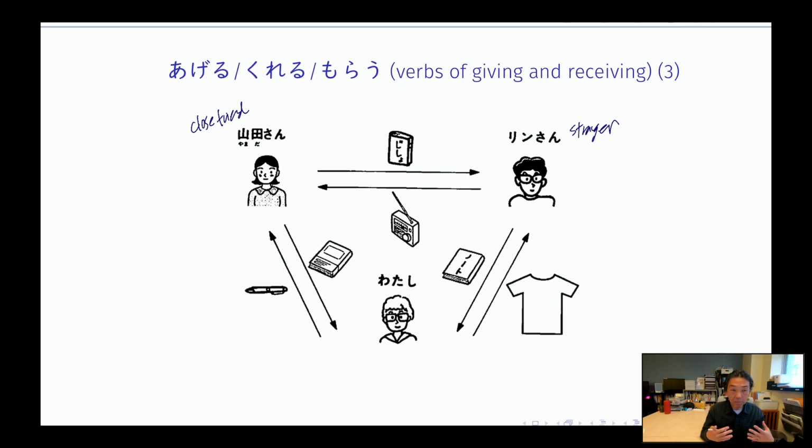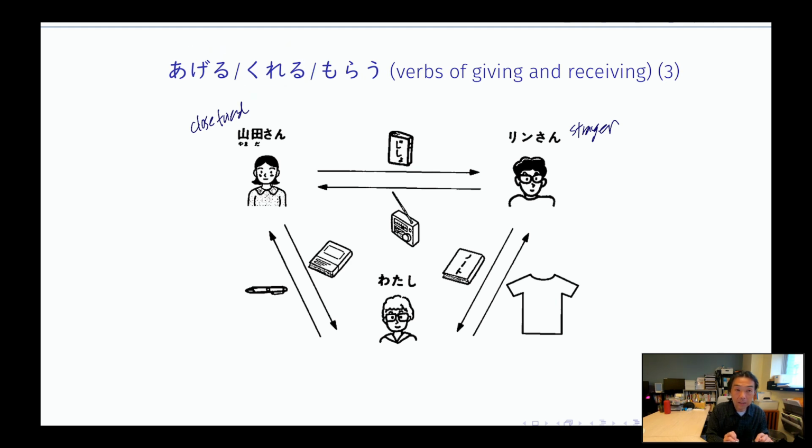So in all of them, the subject is a giver. You could have described this situation with もらう. You can say that. So for example, this one. 私は山田さんにペンをあげる. You could have said 山田さんは私にペンをもらう. Yamada-san received a pen from me, but that's not what we are trying to do. We are trying to think about the difference between ageru and kureru.